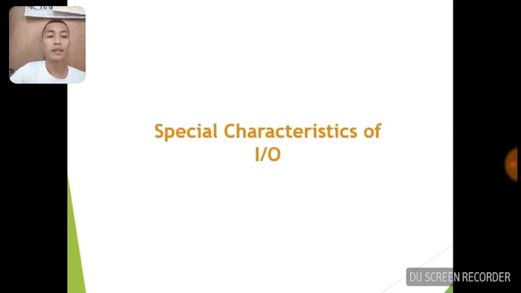Special characteristics of input and output. Devices allow data to be input and output between the computer and the outside world. Like memory, where we need to read or write memory, to provide an address, and to read or write, similarly for input and output.